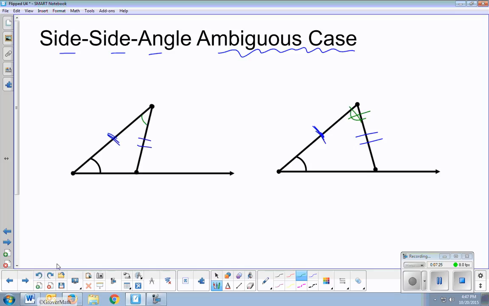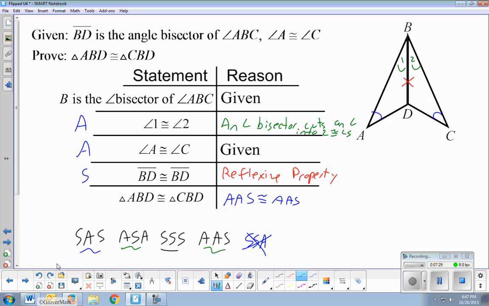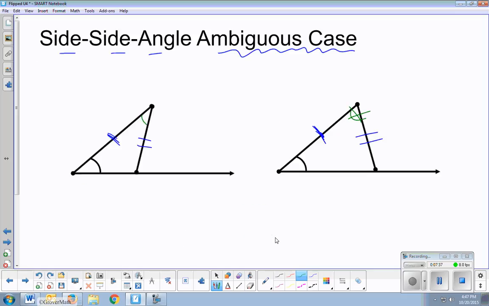So it's not just having any three pairs of corresponding parts that proves a triangle congruent. It does have to be in one of these relationships. Having two sides and the angle not between does not work. There are two different ways to draw that triangle. That's why it's called ambiguous, because there's more than one way to do it.